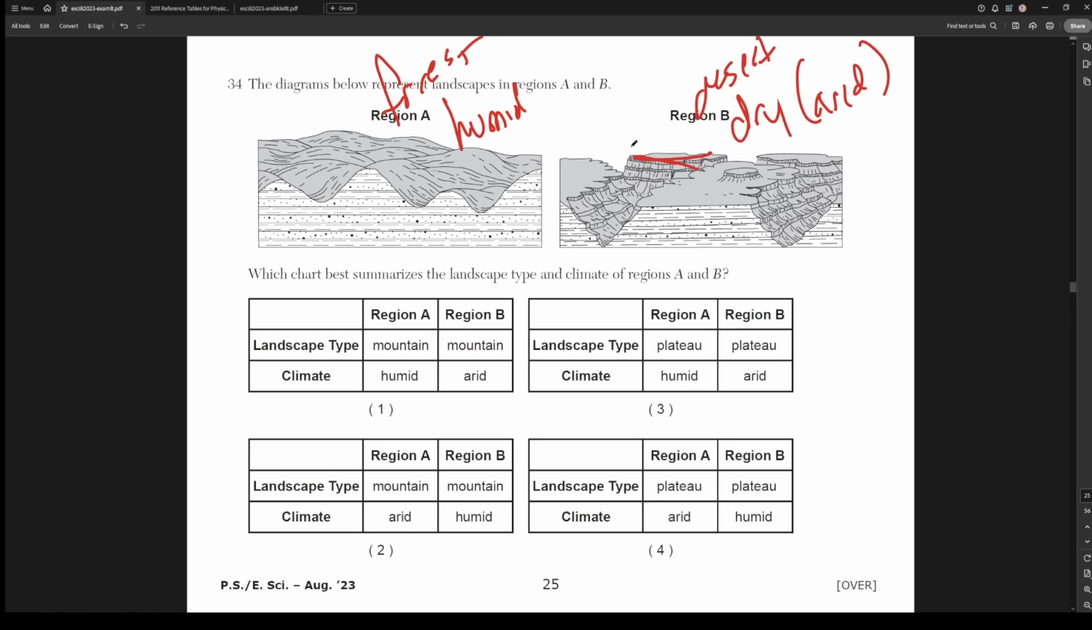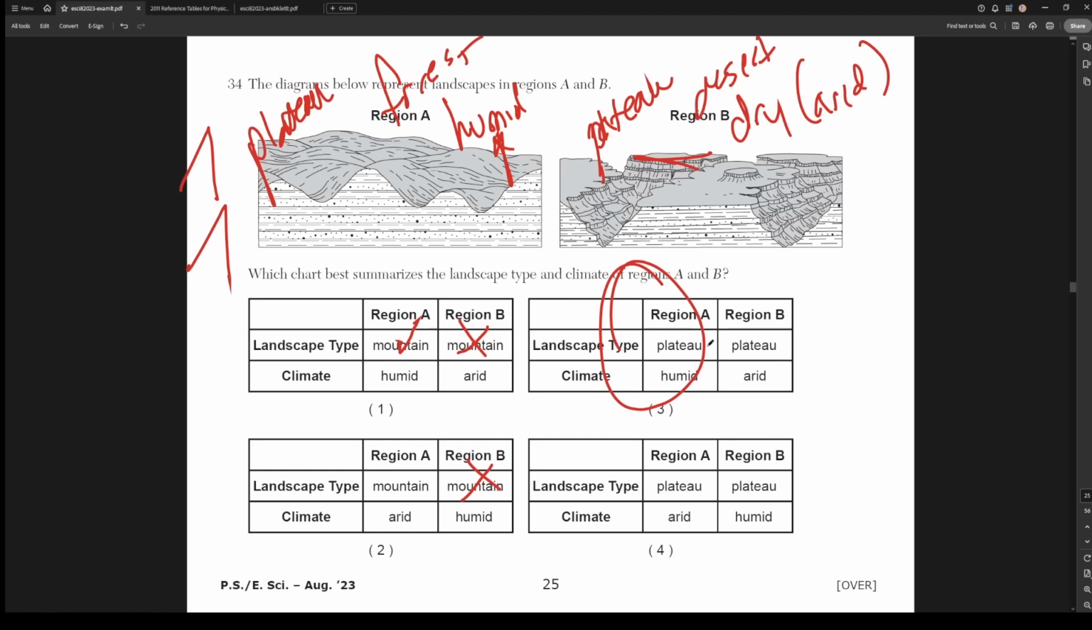These are flat. This is like a plateau. And rolling hills over here can also be plateaus. So these are actually both going to be plateaus. Mountains would be like you see giant peaks and stuff like that, which this is not. So we got two plateaus, and then this one would be humid because it's rolling hills, and this is dry because it's angular. So this one.